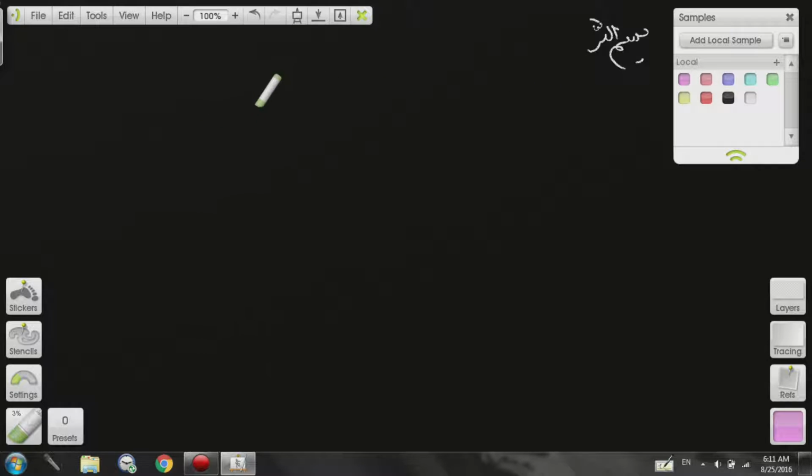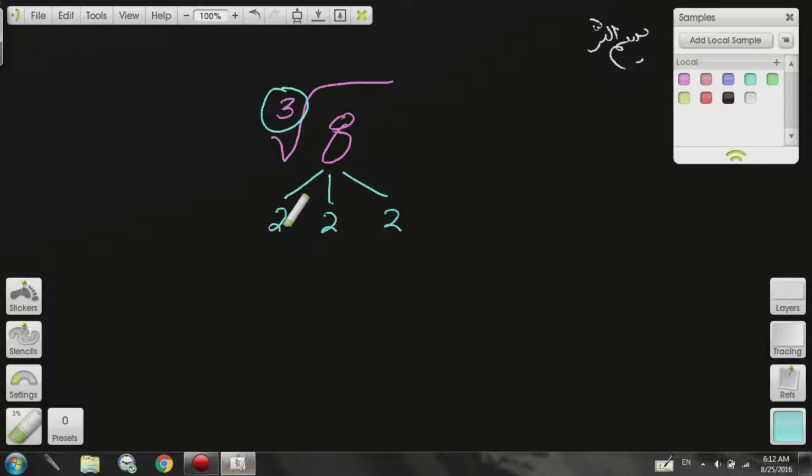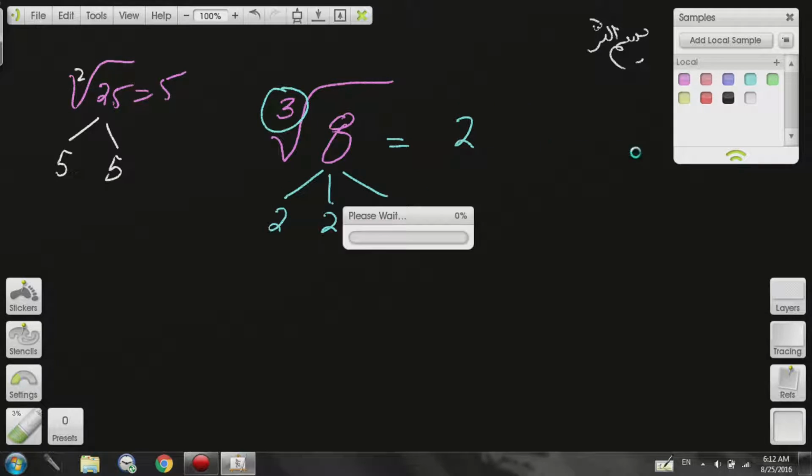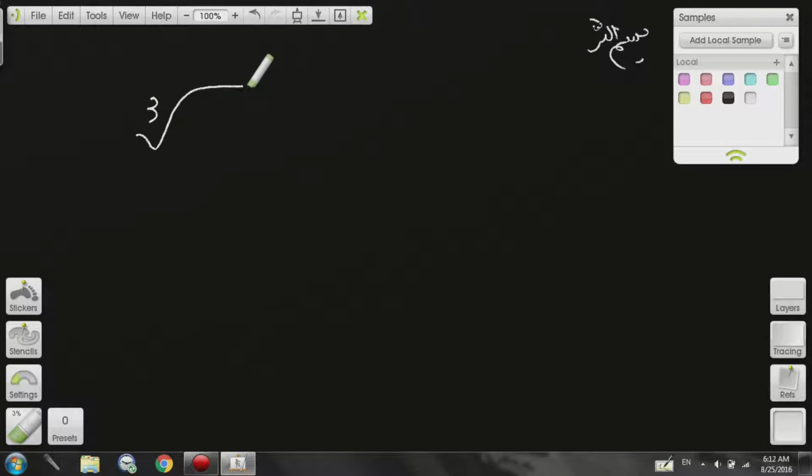Now, before we go on, I just wanted to remind ourselves what that means. When we say the cube root of 8, it means what number multiplied by itself 3 times will give you 8. 2 times 2 times 2, for example. 2 times 2 is 4. 4 times 2 is 8. So the cube root of 8 is 2. Just like the square root of 25 is 5, meaning what number multiplied by itself 2 times will give you 25. Cube root means what number multiplied by itself 3 times will give you 8. So the cube root of 8 is 2 times 2 times 2, right? And that is 2.